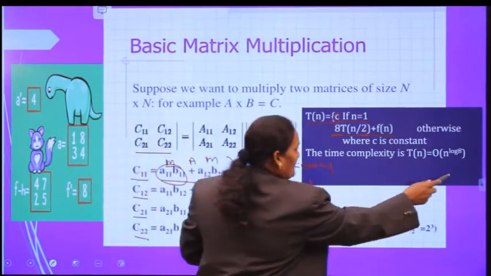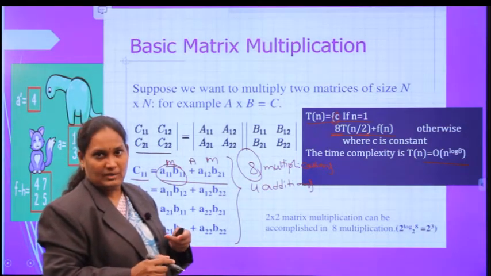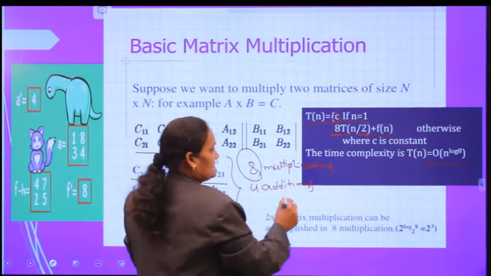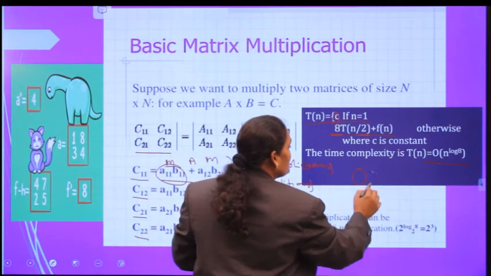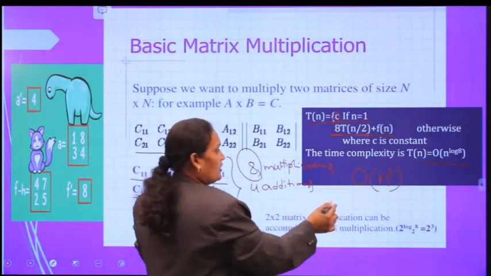we will get the time complexity as big O of n power log 8. So here that means it becomes big O of n cube. How does it become big O of n cube?